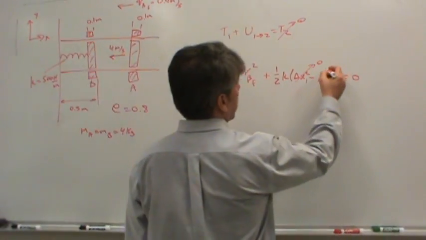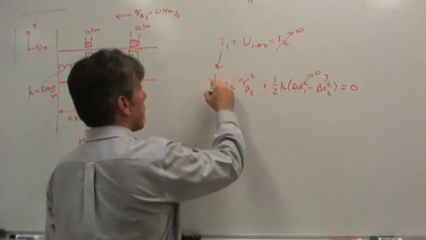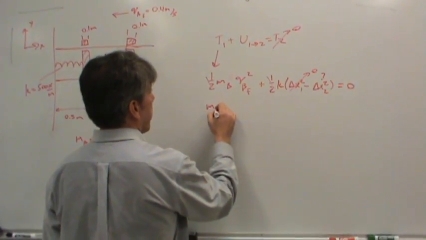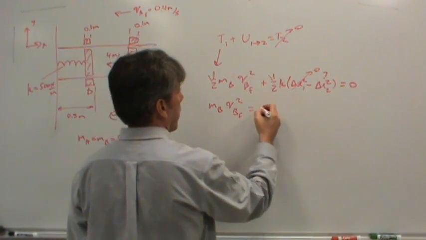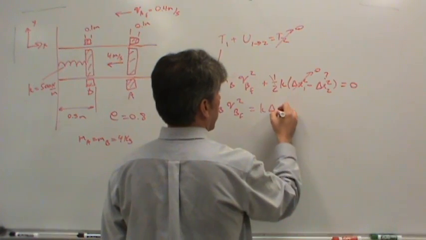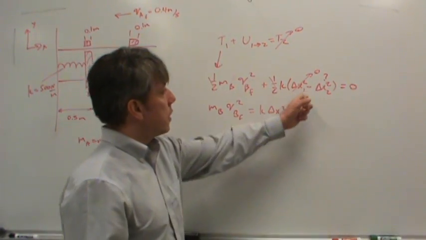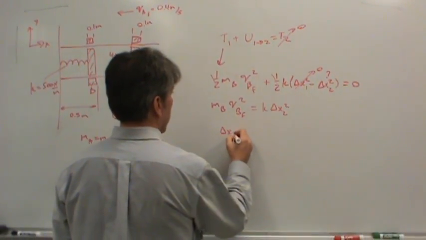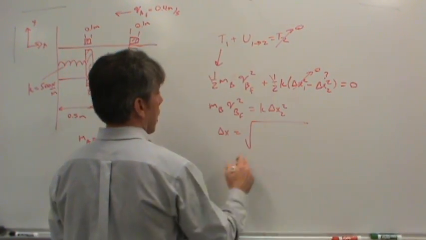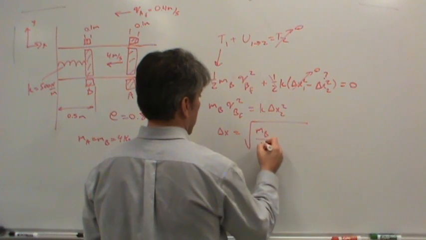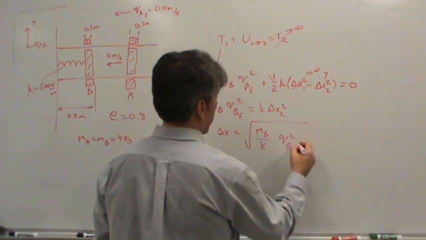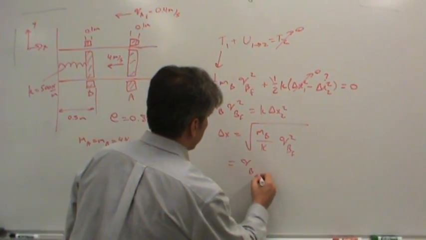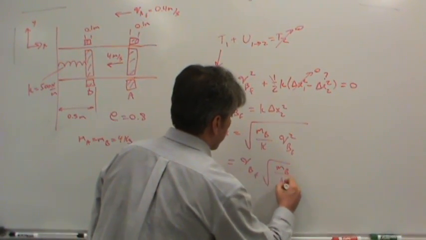So the question is really, how much is the deflection? There's the unknown. We can cross off the halves, we don't need them. If we move everything around, we'll have mass of B, VB final squared equals K delta X2 squared. The negative sign comes out when I'm moving to the other side. So then delta X would be equal to the square root of the mass of B over K multiplied by VB final squared. You could also take that velocity outside of the square root and say this is VB final root mass of B over K.